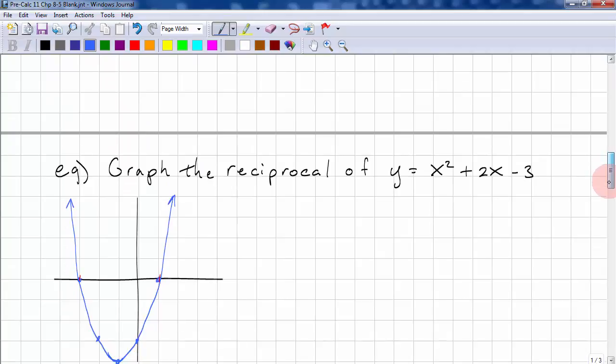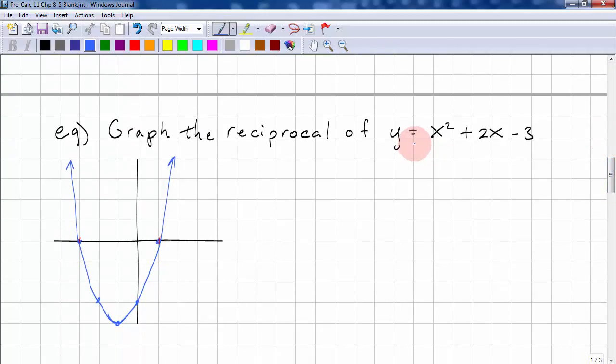Let's look at another example. We're going to graph the reciprocal of y equals x squared plus 2x minus 3. We can factor this. (x plus 3)(x minus 1). This means our vertical asymptotes are x equals negative 3 and x equals 1. So from here, we can plot our vertical asymptotes.